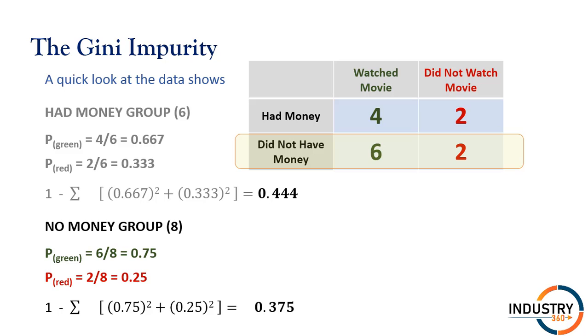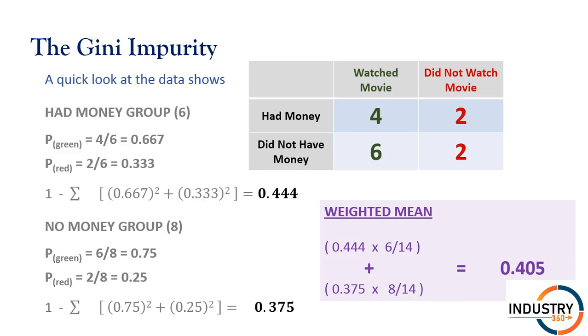Now we need to combine these values by using their weighted mean. So let's do this. And the weighted mean comes out to 0.405. Now this represents the overall impurity after splitting on the basis of money. We must repeat these calculations for the other two factors also, namely movie ratings and exam preparedness. The results can be summarized as per this table.